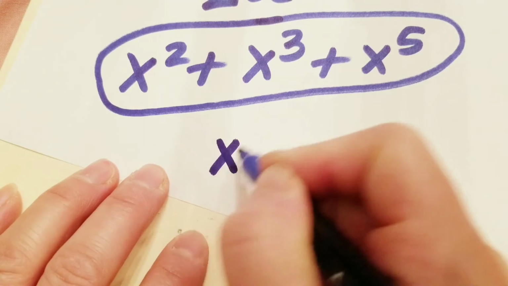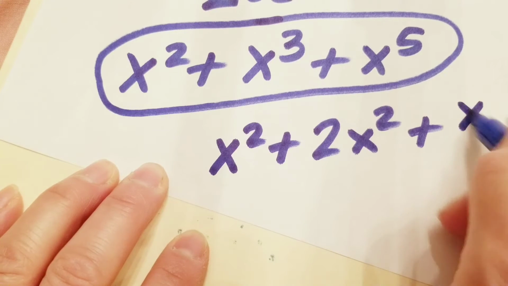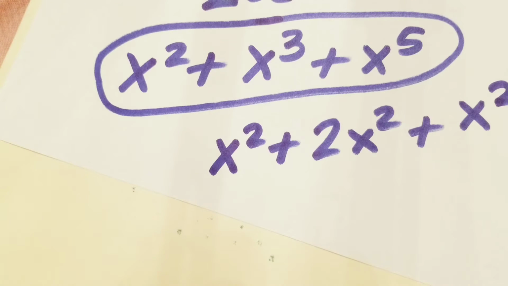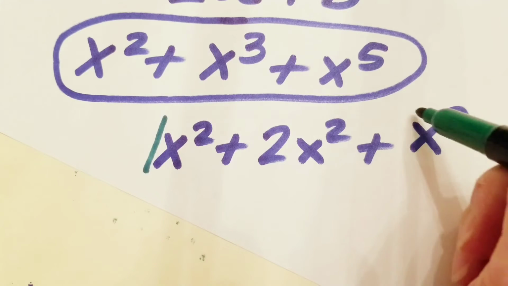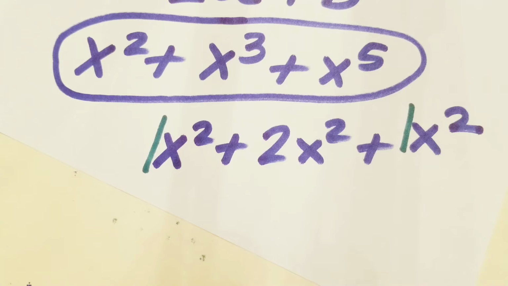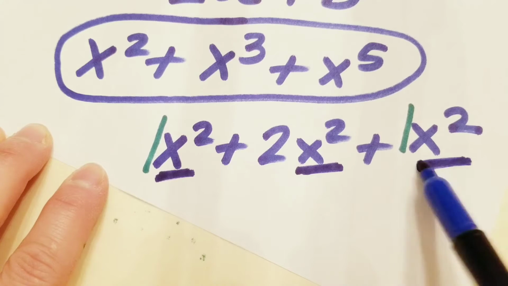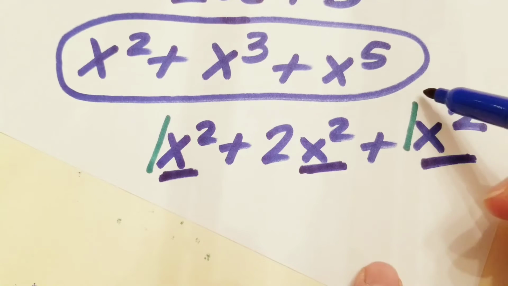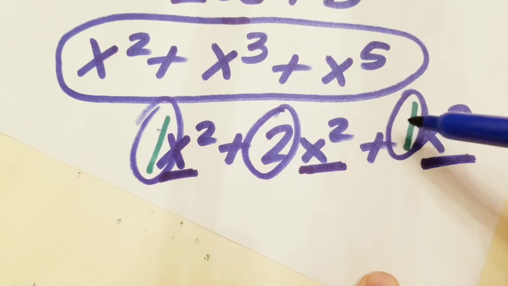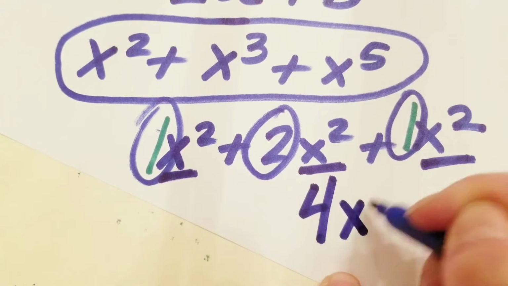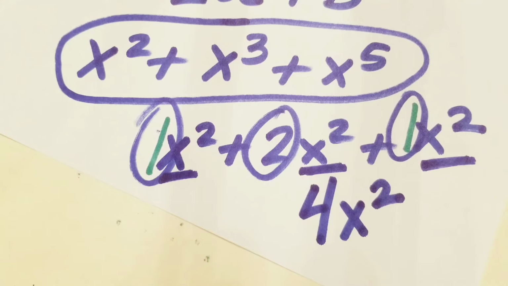Now if we had x squared plus 2x squared plus another x squared, we are going to add all of those. Remember the imaginary 1 in front of those variables that don't have a coefficient. Okay, but this x squared is our like term. So we're going to add the coefficients. We get 1 plus 2 is 3, plus 1 is 4 to get 4x squared. We have simplified to get 4x squared.